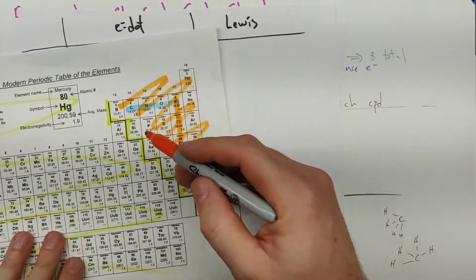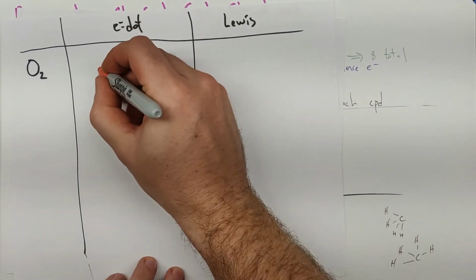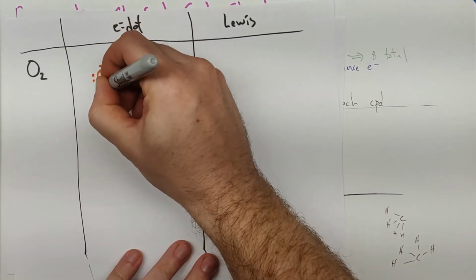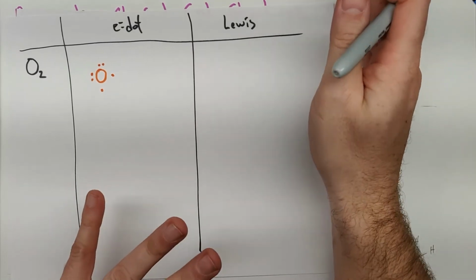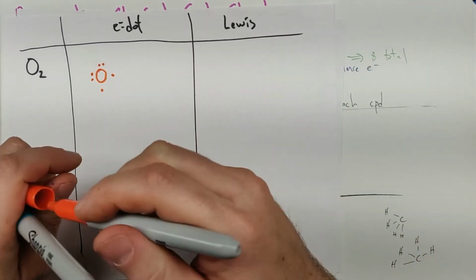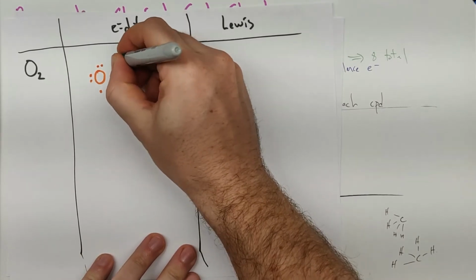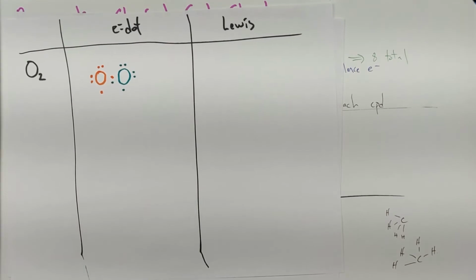Oxygen, group 16 on the periodic table, has 6 valence electrons, 6 dots. And 1, 2, 3, 4, 5, 6. Doesn't matter where I put them as long as I have 2 pairs and 2 single ones, all right? And I'm just planning ahead because my other oxygen is going to have 2 pairs and 2 single ones. And I want things to match up for us there, all right?